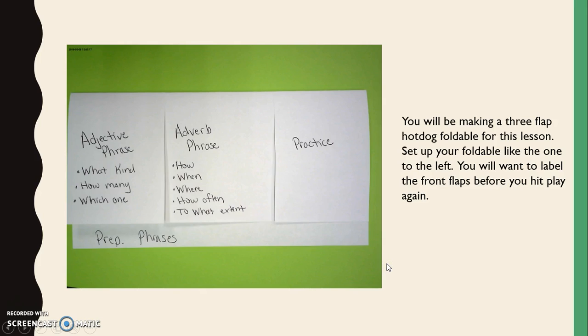You are going to make a 3-flap hot dog foldable for this lesson. You might want to trim it down on the side here so it'll fit in your notebook, or we can always fold it so it fits in tomorrow, whatever works better for you. You are going to want to hit pause and label the front. You're going to have adjective phrase, which will answer what kind, how many, and which one, or an adverb phrase, which is how, when, where, how often, or to what extent. And then this flap you'll just label practice because you are going to do some practice ones.